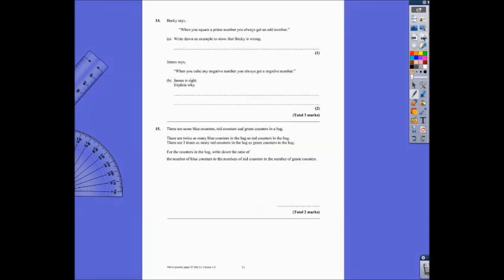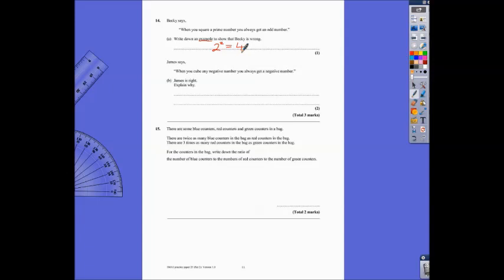Question 14. Becky says, when you square a prime number, you always get an odd number. Write down an example. You don't need to write down any working out here, you can just write down an example. Well, the first prime number is 2, and 2 squared is 4. So 4 is even, so that would give an example to show that she's wrong.